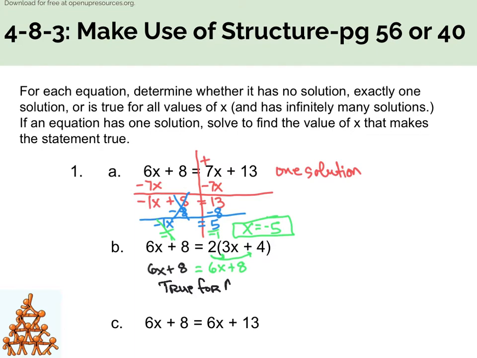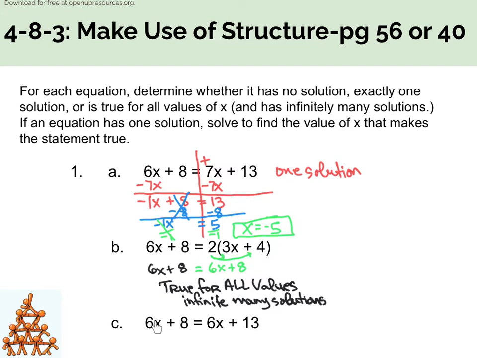for all values. This is also known as infinite many solutions, meaning that I can take any x and put it into both sides of the equation, and it will always equal true. It will always equal both sides. Then let's look at the last one.